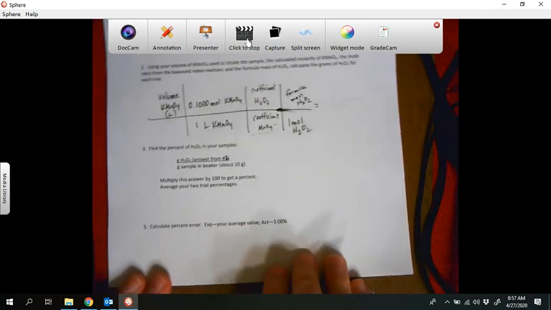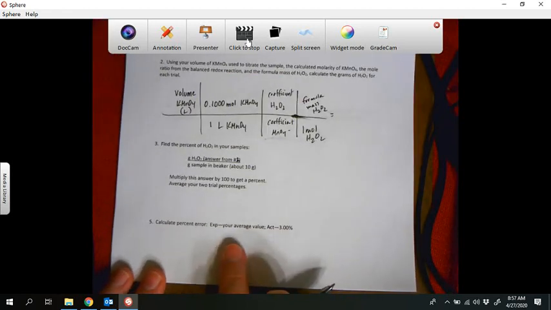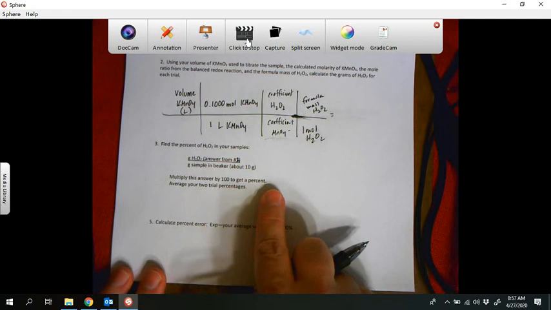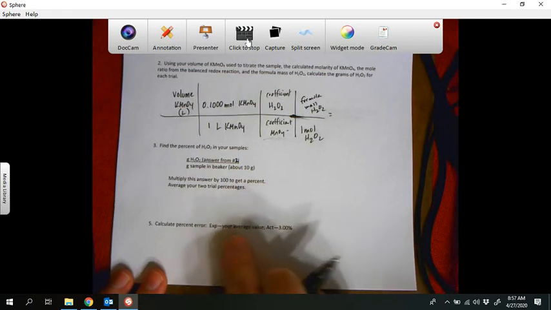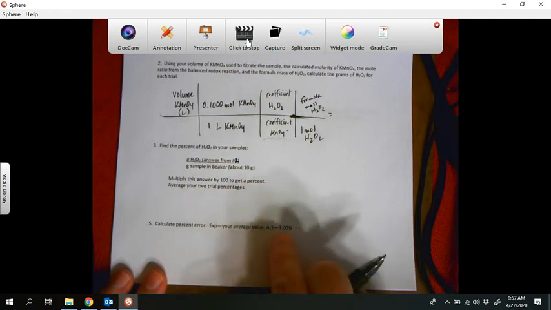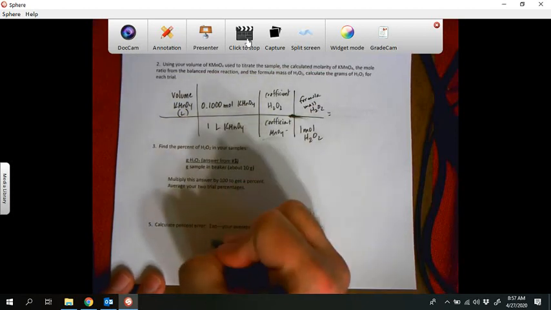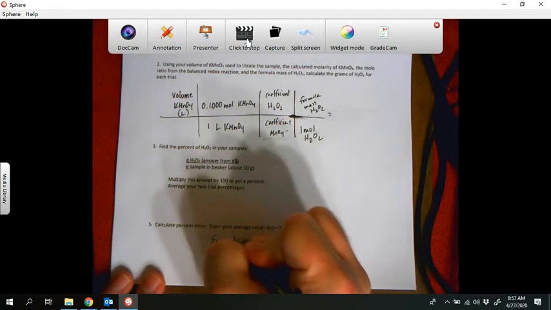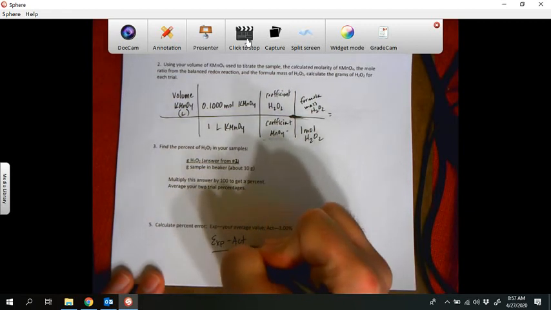And the last calculation is you want to calculate percent error for this number. So the experimental value is your average value. The actual should be 3.00, and remember that percent error is experimental minus actual all over actual times 100.